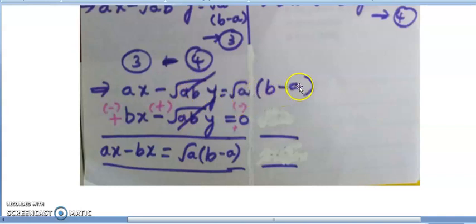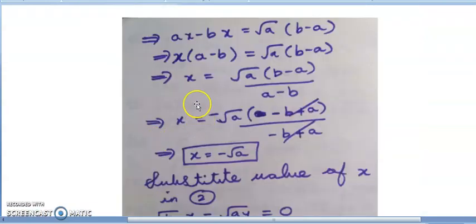Now here root a into b minus a, minus 0 is root a into b minus a only. So root a into b minus a. Now here also I can take x common because I got ax minus bx. So if I take x common, I'm left with a minus b is equal to root a into b minus a. So x is equal to this, as it is root a into b minus a. This into a minus b, if it goes outside, it comes in the denominator. So x is equal to, here I have b minus a, but here I have a minus b.